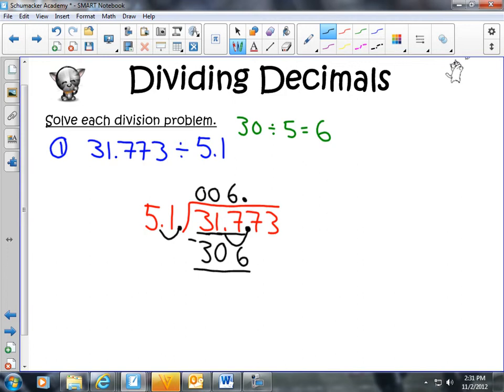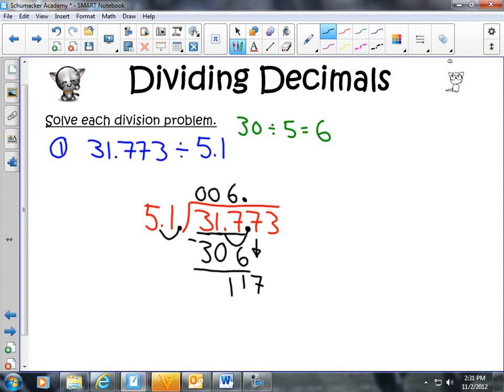So I'm going to go ahead and do 7 minus 6 is 1. Then 1 minus 0 is 1. And then 3 minus 3 is 0. I don't have to bring that down. Now I'm going to bring my 7 down.